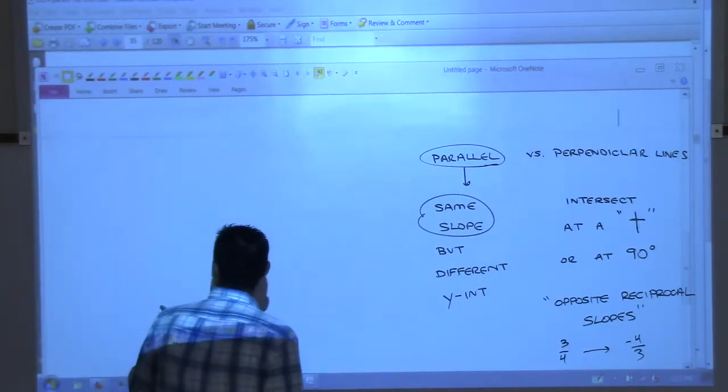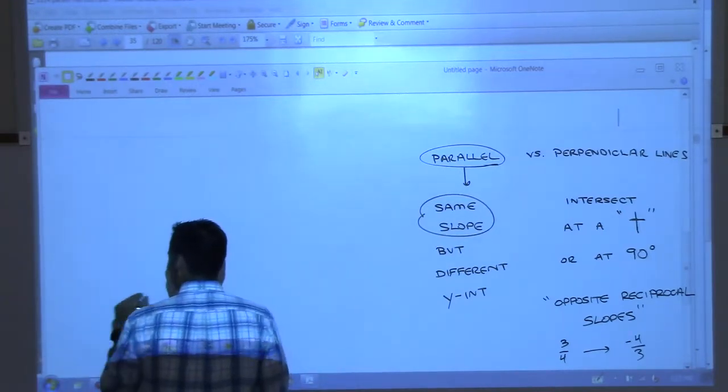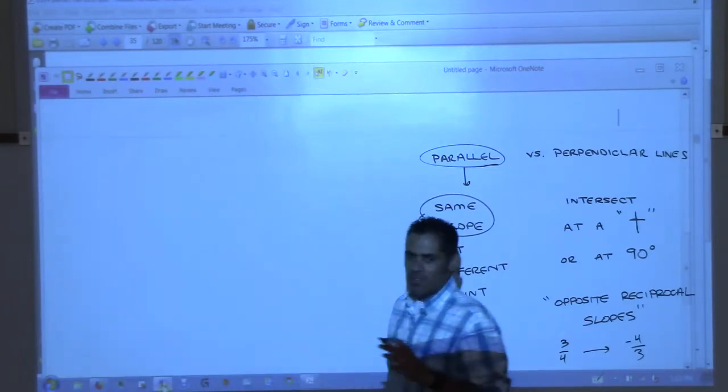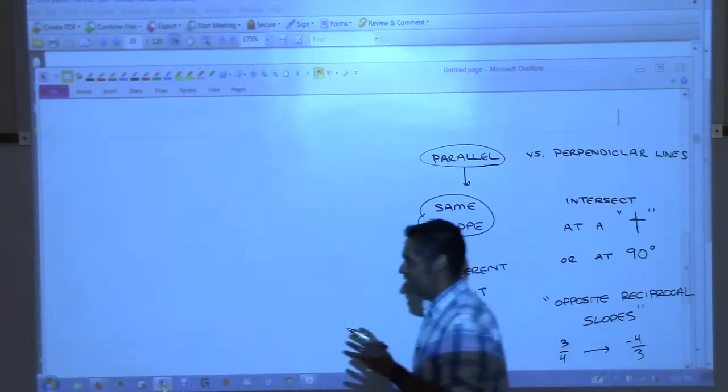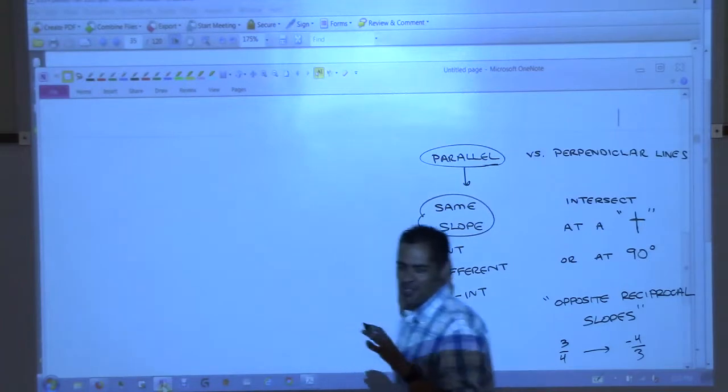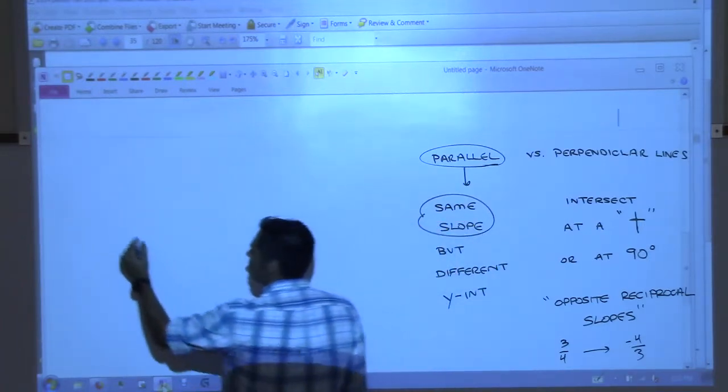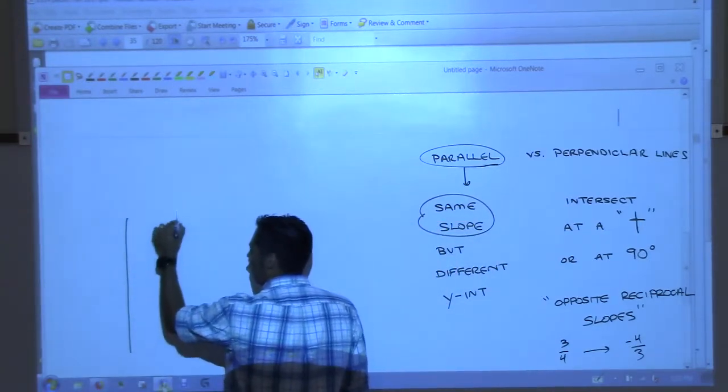So let me give you an example. I'm going to draw a street. Okay, I'm going to start showing off my artistic abilities again. If you weren't impressed by the fish, this is going to do it for you. So here's a street.